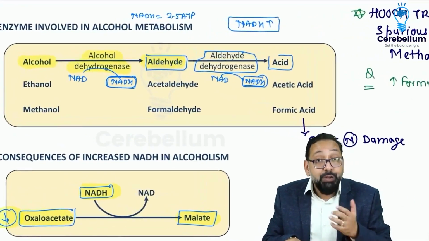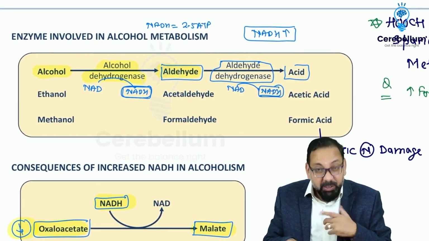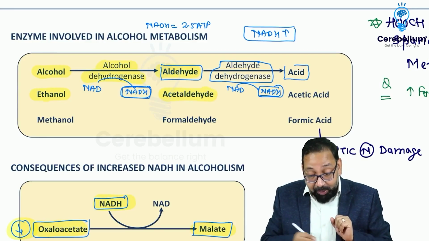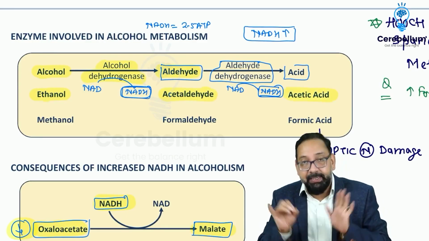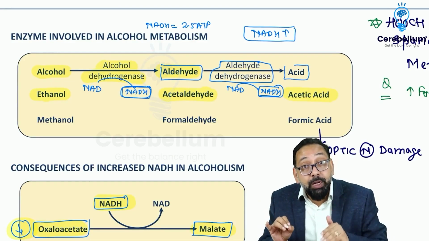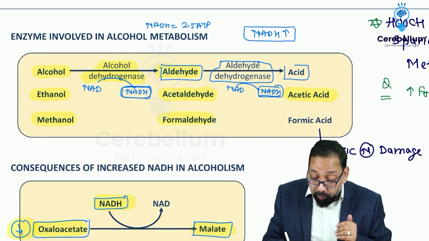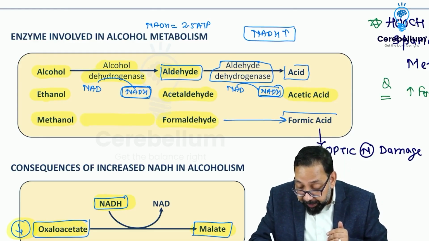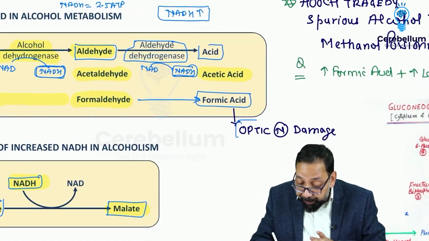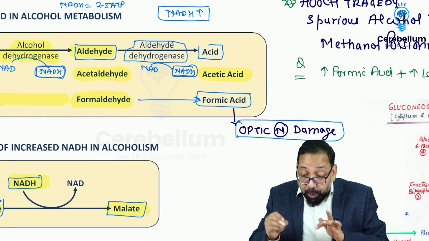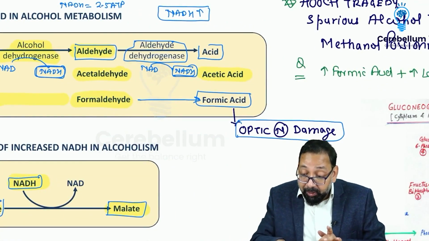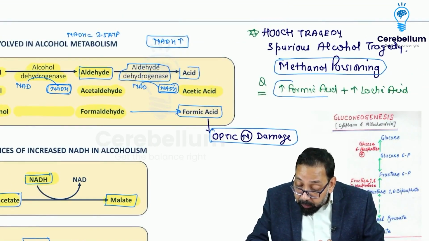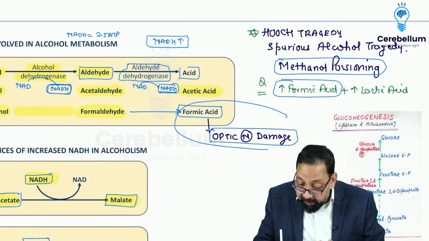Ethanol, which we usually take, our favorite, we should not take, that's not a good thing. Ethanol is converted to acetaldehyde. The acetaldehyde is converted to acetic acid, no problem. But if you take methanol, then it will be converted to formaldehyde, and then formaldehyde will be converted to formic acid. This formic acid will cause optic nerve damage. So in methanol poisoning, there would be increased formic acid. Yes, increased formic acid, I just explained.